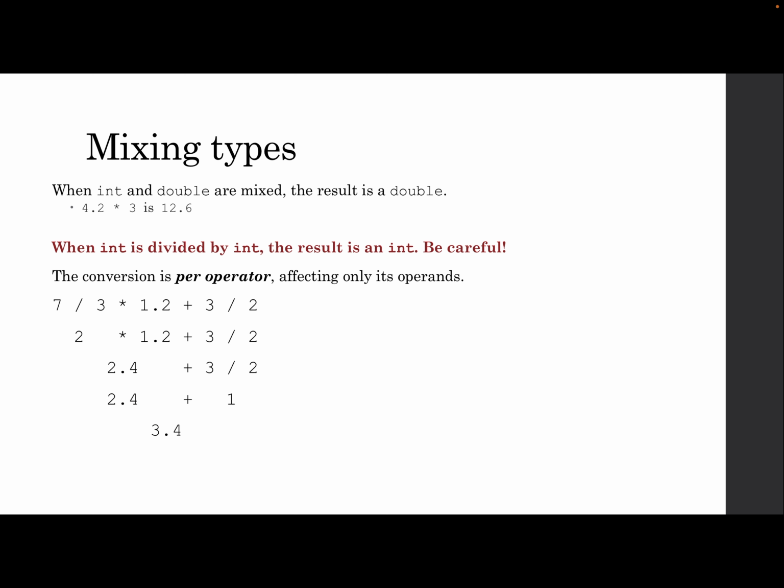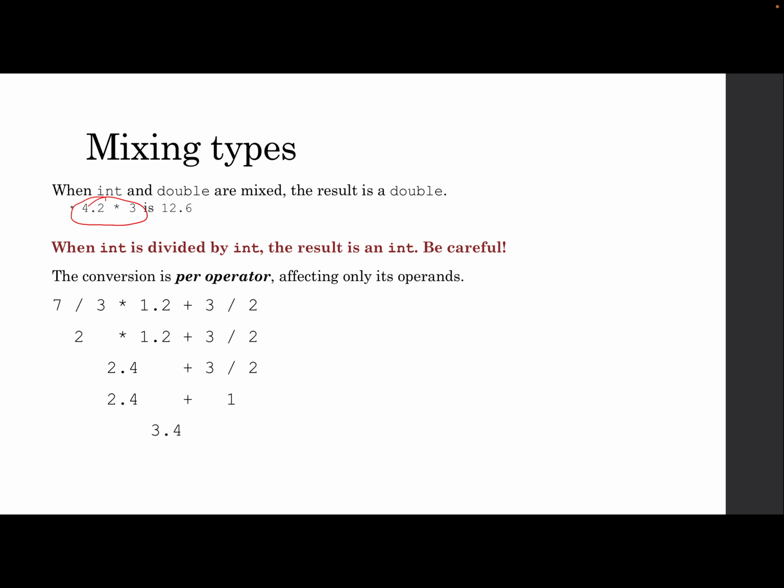For example, let's say that I have 4.2 times 3. The expression contains a double and it contains an int. Since one of those values is a double, Java is going to convert that integer into a double automatically. So Java converts 3 into 3.0, and it's going to multiply 4.2 times 3.0, which gives us 12.6.